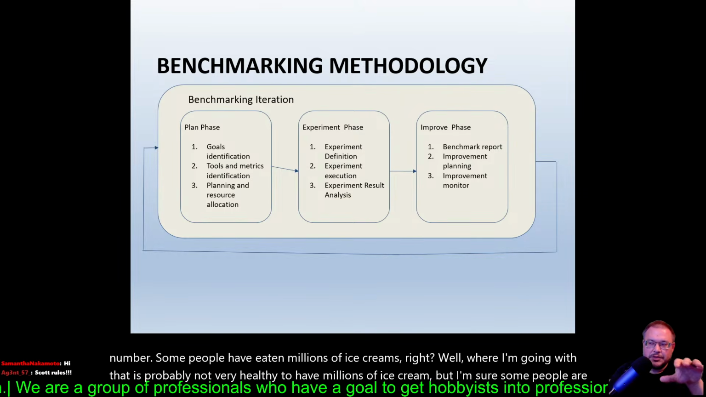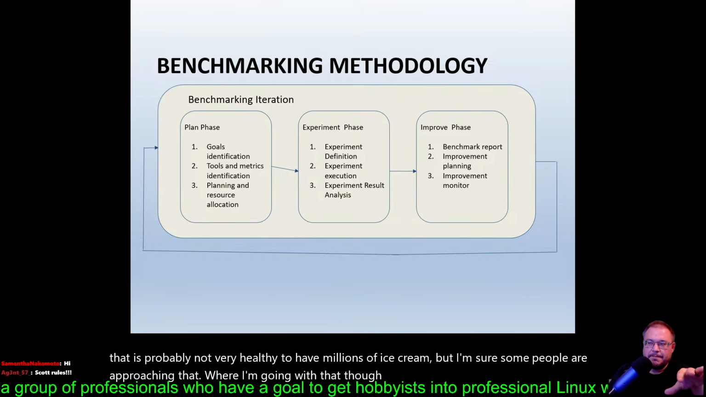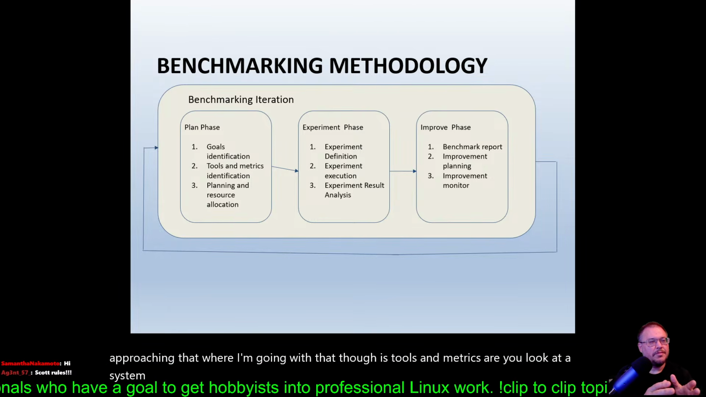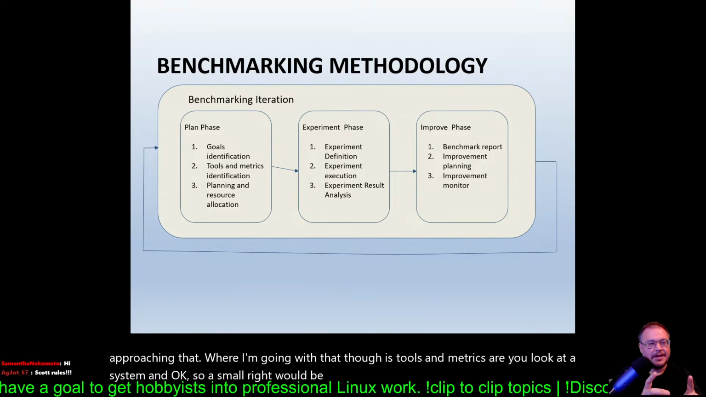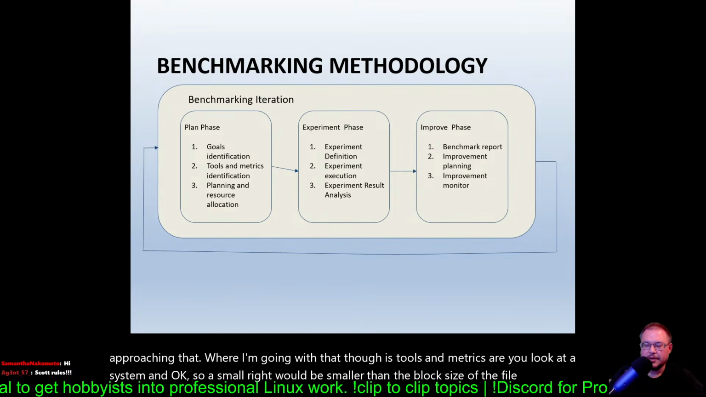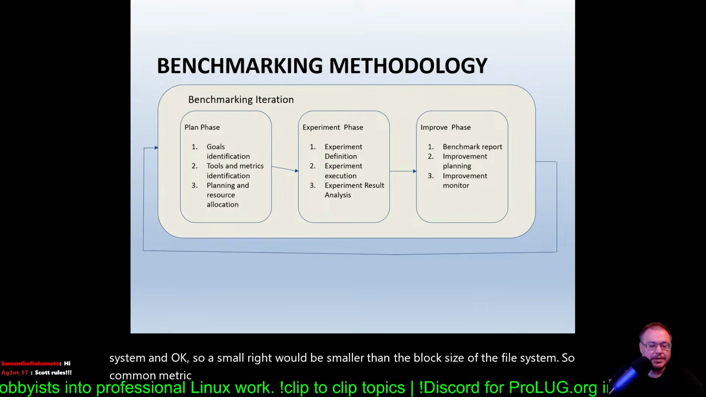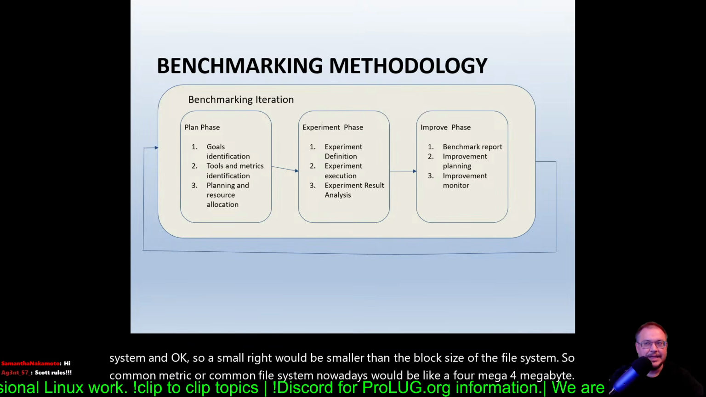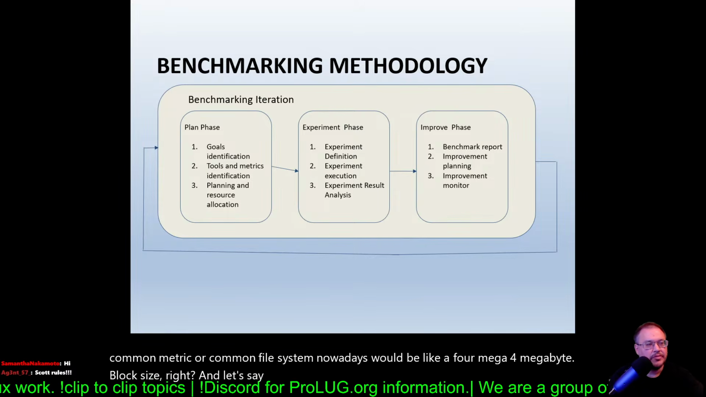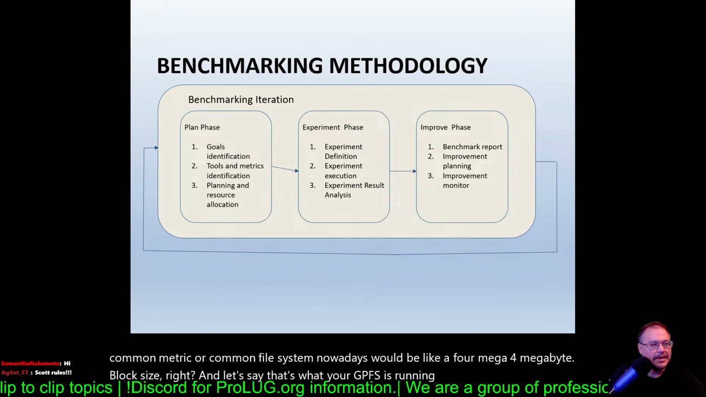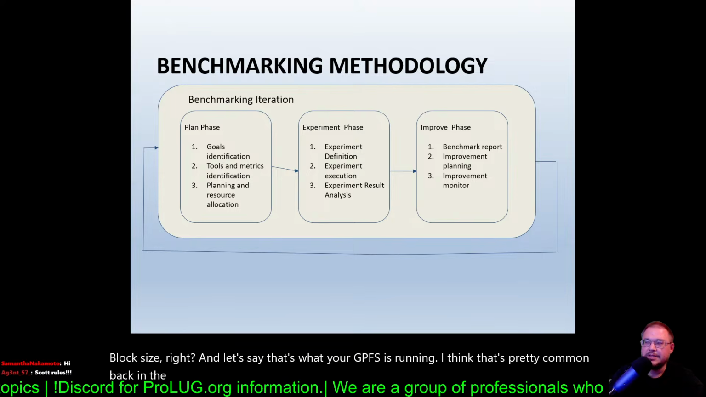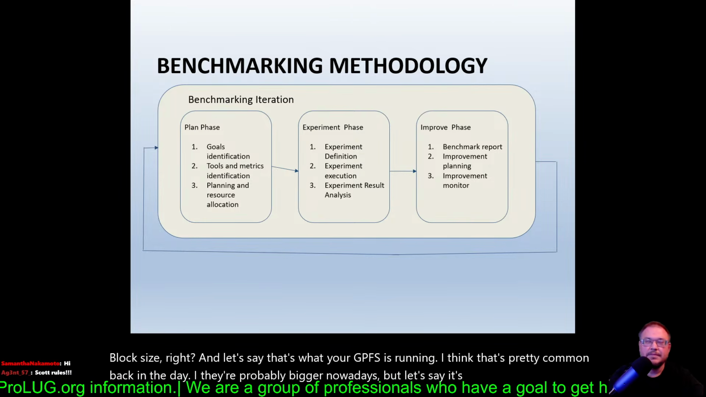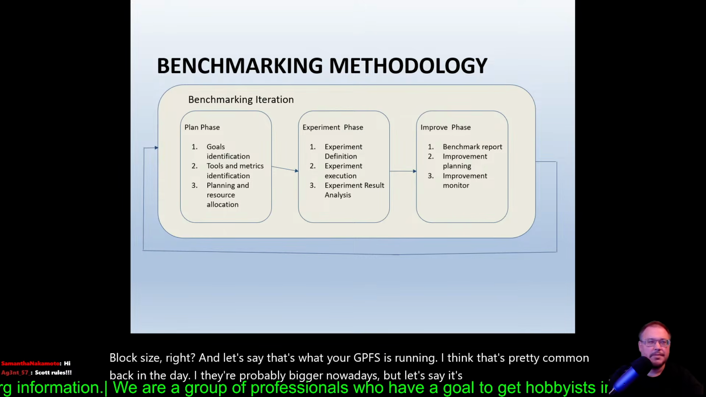Where I'm going with that, though, is tools and metrics. You look at a system, okay, so a small write would be smaller than the block size of the file system. A common file system nowadays would be like a 4 megabyte block size, right? And let's say that's what your GPFS is running. I think that's pretty common back in the day. They're probably bigger nowadays, but let's say it's 64. Was it kilobytes or? I think they're megabytes now.